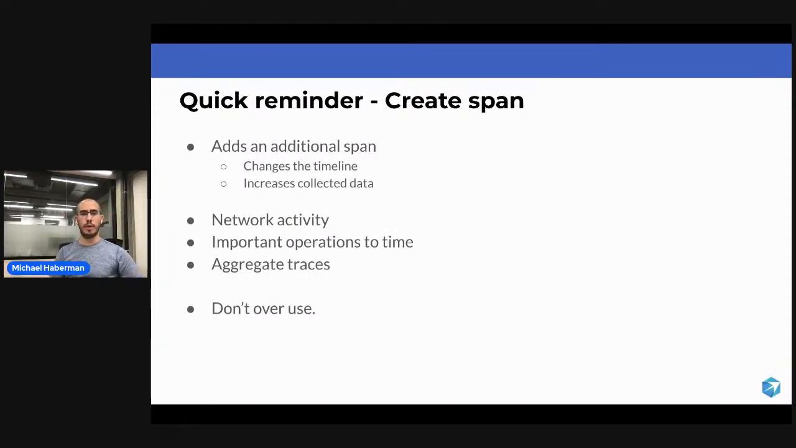So a quick reminder, what's create span? Create span means that we are going to change the timeline of our trace. Basically, we are going to say, hey, from this point in time until this point in time, we are going to indicate that something happened. The main cases you should think of doing that is maybe there is a network activity that was done and you just don't have instrumentation for. Maybe you have something that it's very, very important for you to understand the timing for. So that's another use case.